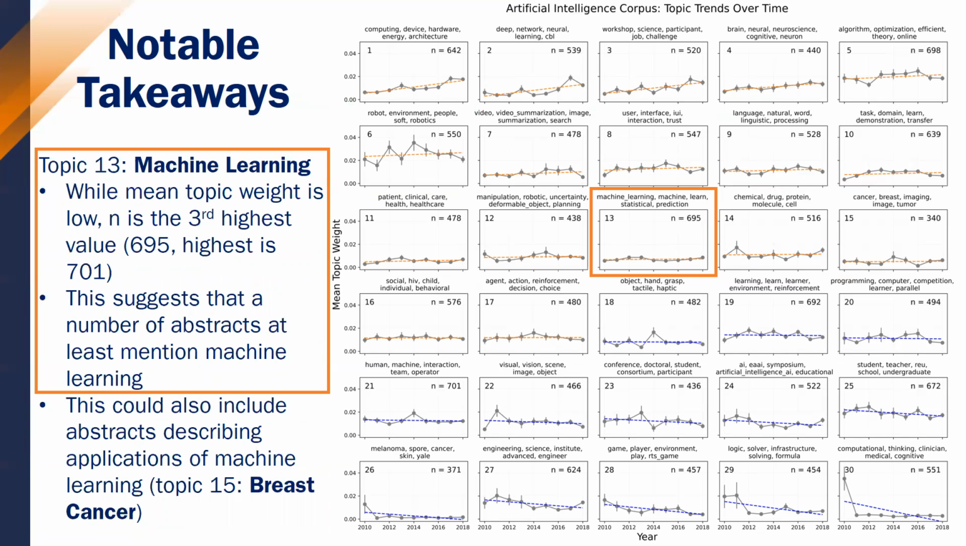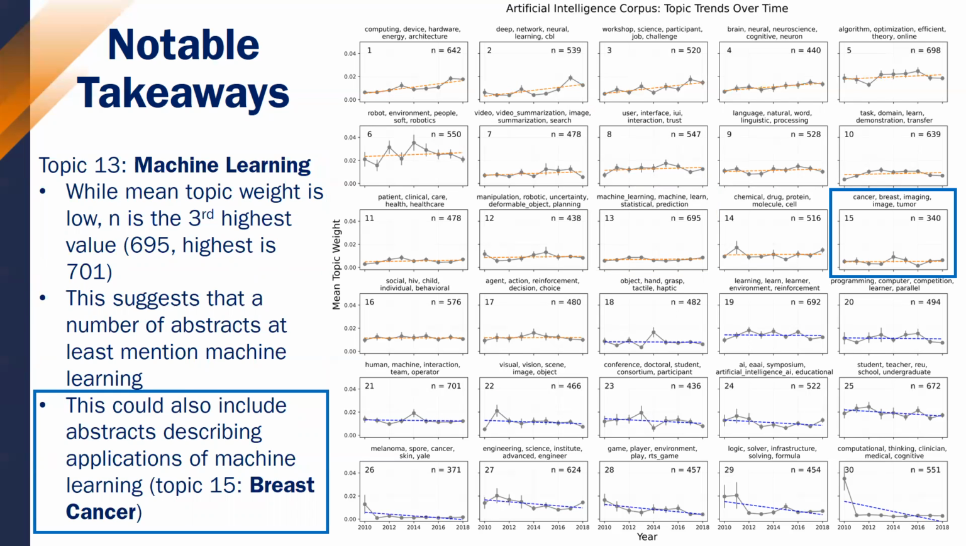I'm going to come back to this machine learning topic, number 13, and just say a bit more about this one. We can see that it has a very low mean topic weight, but its N value is very high. In fact, it's the third highest value for all of the topics. So this suggests that a number of abstracts at least mention machine learning. And what could be happening is they could be about applications of machine learning. For example, topic 15 here, which is a breast cancer topic, where machine learning can be used to classify tumors.